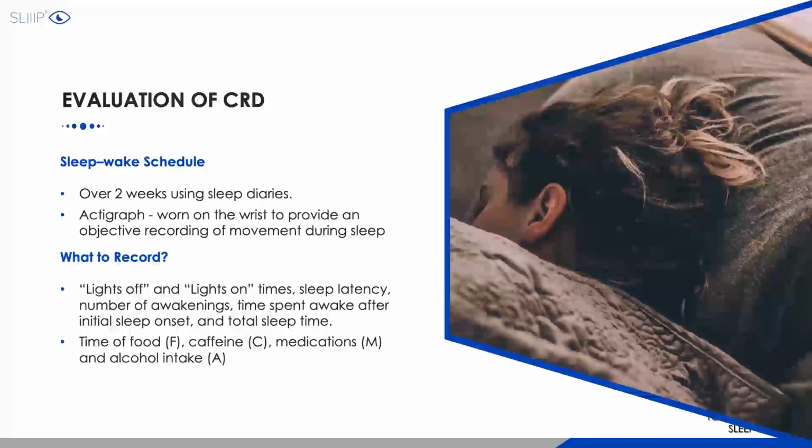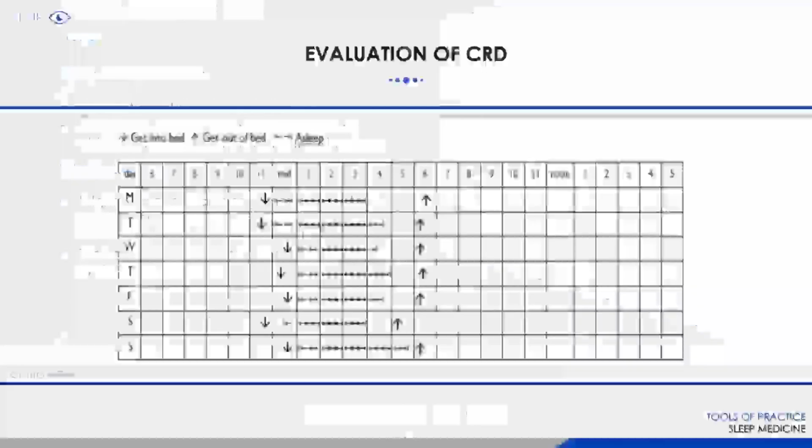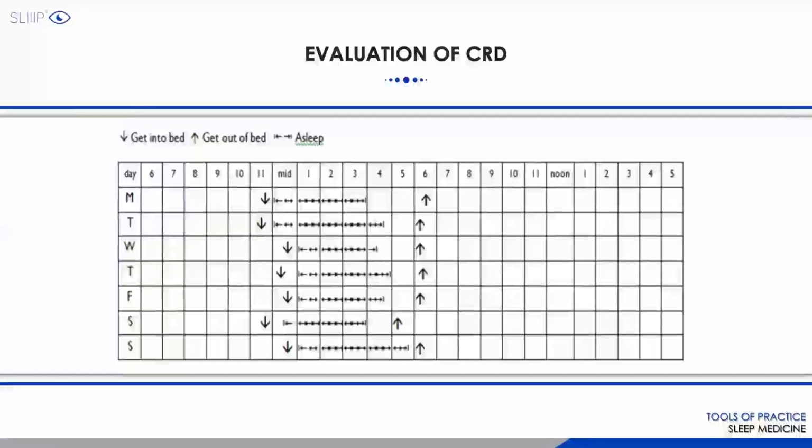Take note of when they took their food. They can annotate based on F and C and M and A, and the patient can write their own little mnemonics or shorthand at the top of the document. This is what it looks like. This is a rudimentary form. I generally will send patients this in a PDF.